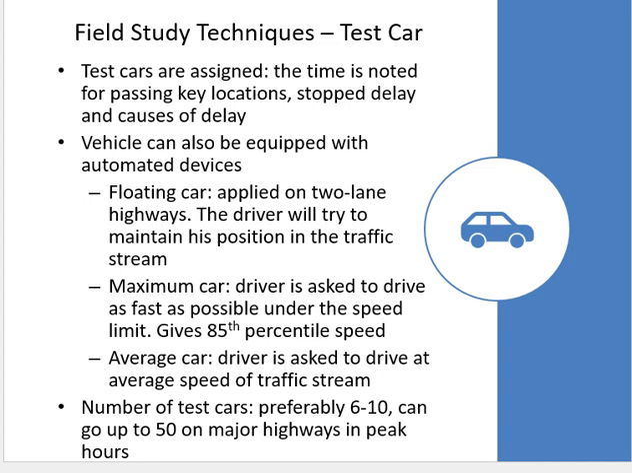We just discussed the first one of them, which is the test car method, in which you hire a car and there's a driver and an observer inside the car, and they are noting down travel time as well as delay. This technique can be applied with three variations. It's the same technique, but there are three different variations depending upon where you are doing it, 2-lane highways or multi-lane highways, and for what purpose you are doing it: finding out the 85th percentile speed or the average speed.